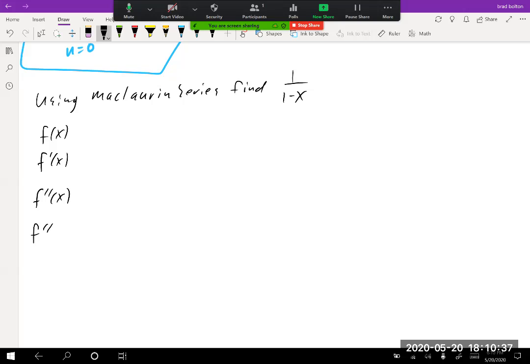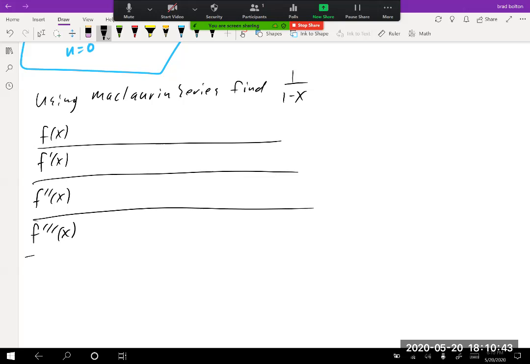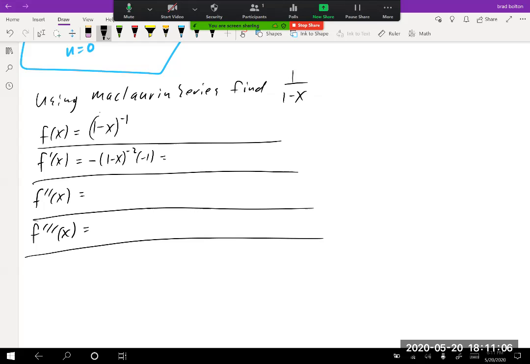Normally I like to do 3 derivatives just so I can see things a little bit better. So f of x equals 1 minus x to the negative 1, right? That's what it really is. Take the power, put it in front, rewrite the inside, reduce the power by 1. Let's do the chain rule. So this will be negative 1 minus x to the negative 2 times negative 1. So this would be actually 1 minus x to the negative 2, right? Because the negatives will cancel. Then this will be negative 2, 1 minus x to the negative 3 times negative 1.